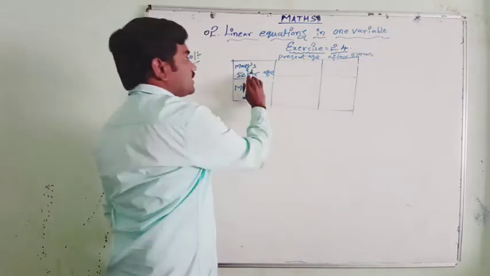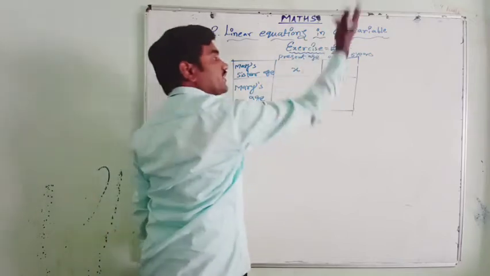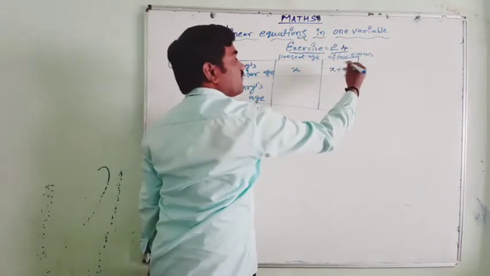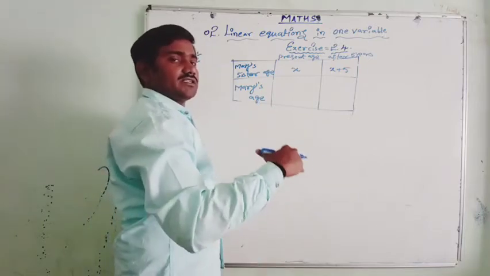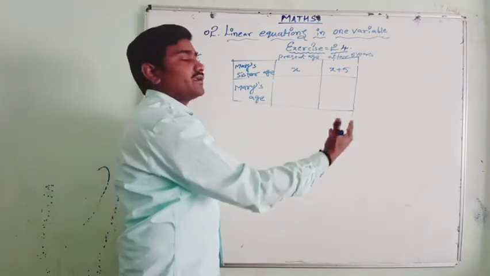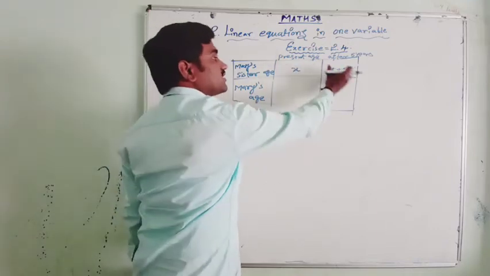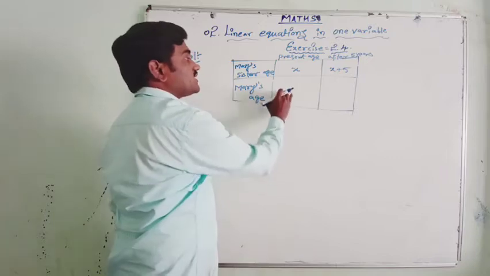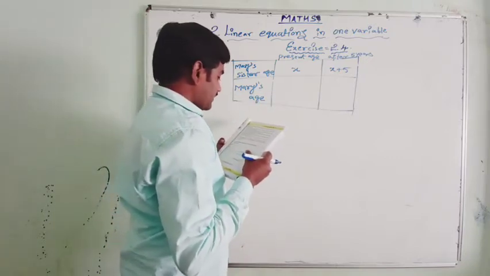Let us assume Mary's sister's age at present is X years. After 5 years, she will be 5 years more. Now, if your age is 15 years, after 5 years your age will be 15 plus 5. In the same way, now Mary's sister's age is X years, then after 5 years, X plus 5.